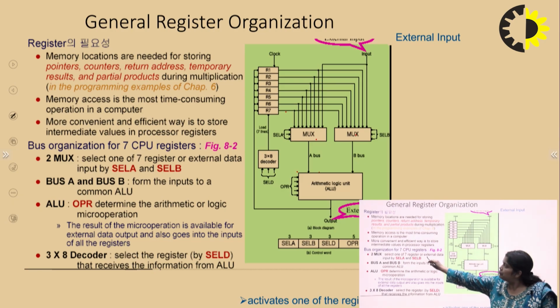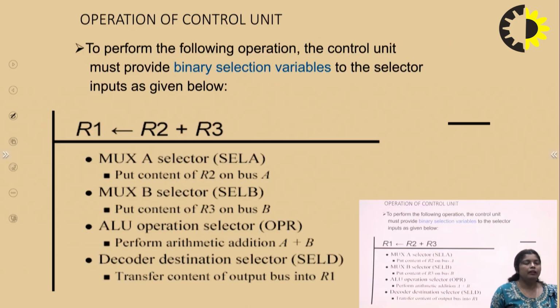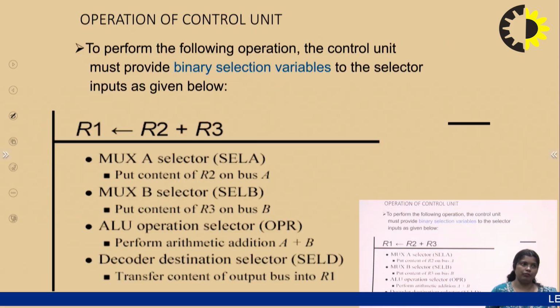So, two multiplexers select the seven registers, and the external data is also there, by selection A and selection B, and bus A and bus B are there. The ALU is for the arithmetical and logical operations, and the 3-by-8 decoder is for the selection D. The next thing is the control word.